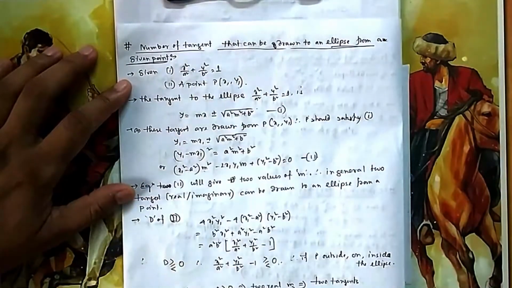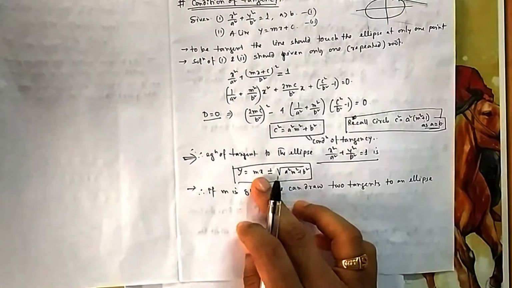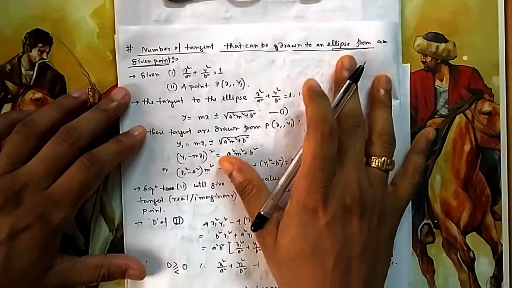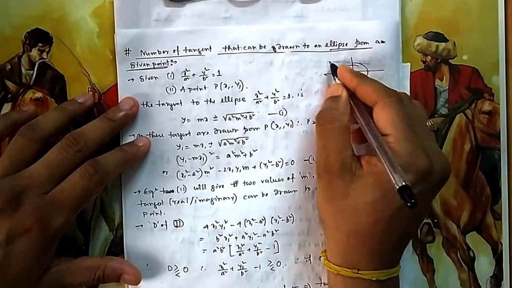The earlier one was the number of tangents you can draw with a given slope. Suppose a particular slope is given, then how many tangents will be there? In case of a parabola, it was only one. So here they are asking the number of tangents that can be drawn to an ellipse from a given point. Suppose you have an ellipse, and a point is given, how many tangents can you draw?